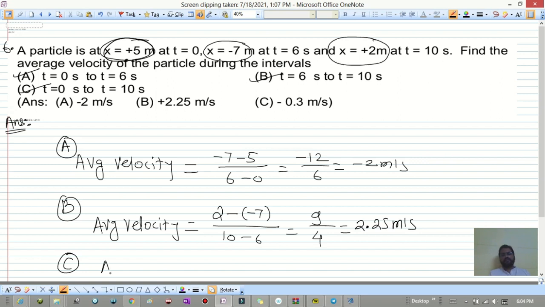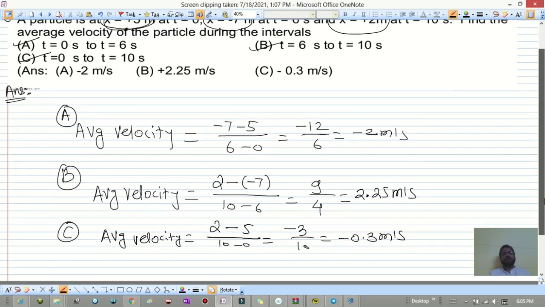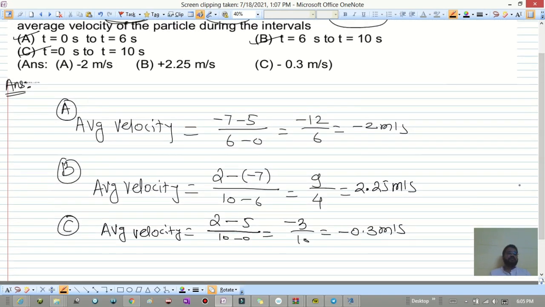Now last, C, 0 to 10 seconds, initial position is plus 5, final position is 2. So you can write average velocity, final position minus the initial position, that is 2 minus 5 divided by total time, 10 minus 0, which is equal to minus 3 divided by 10, which is equal to minus 0.3 meters per second. So do remember, average velocity is total displacement by total time. Total displacement is final position minus the initial position. So the same formula I have used, final position minus the initial position divided by the total time, is the average velocity.